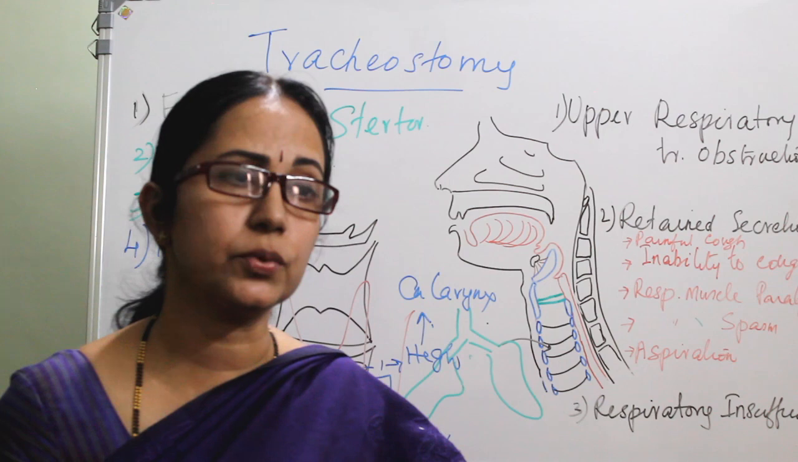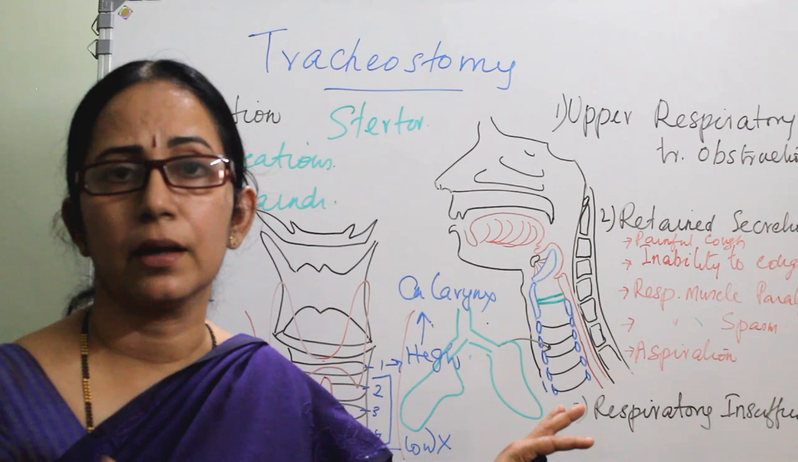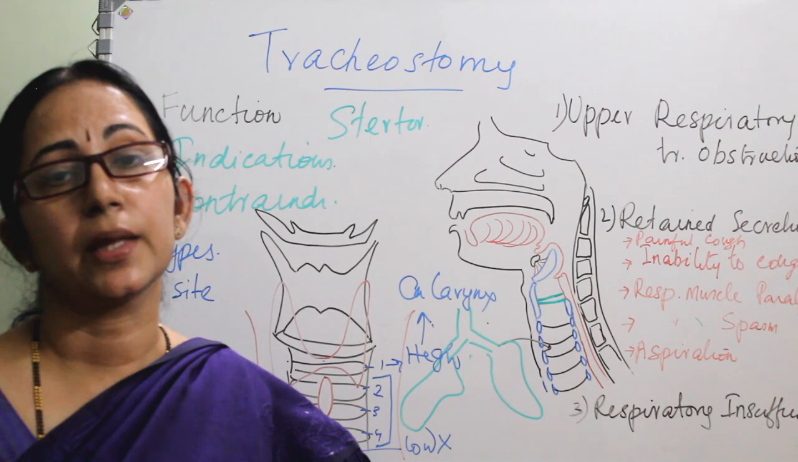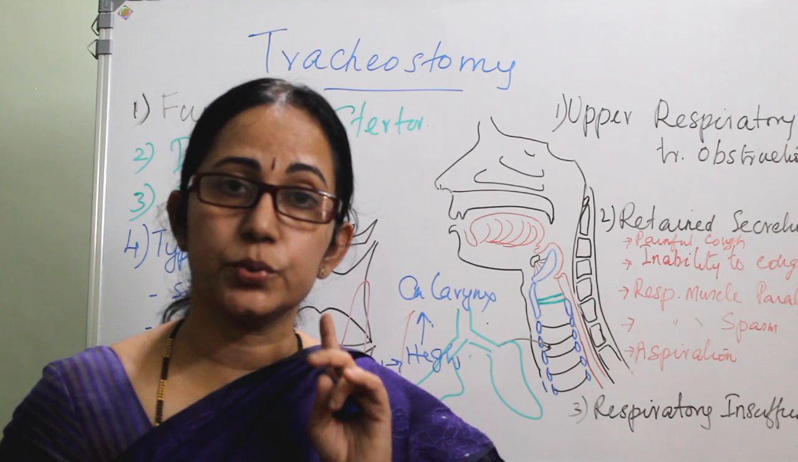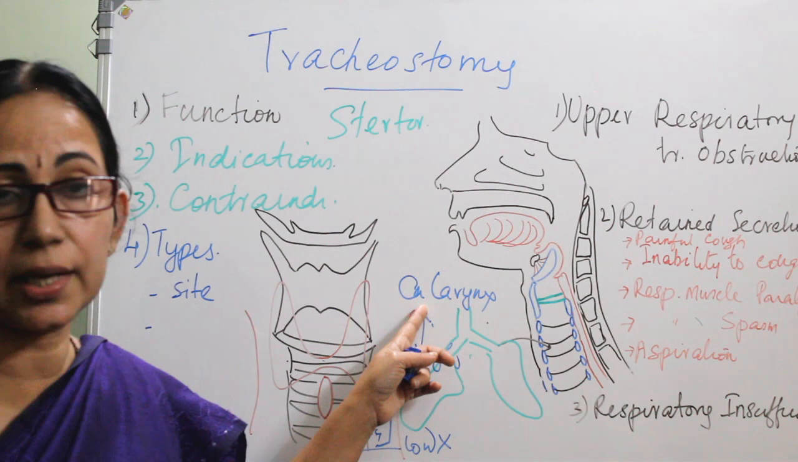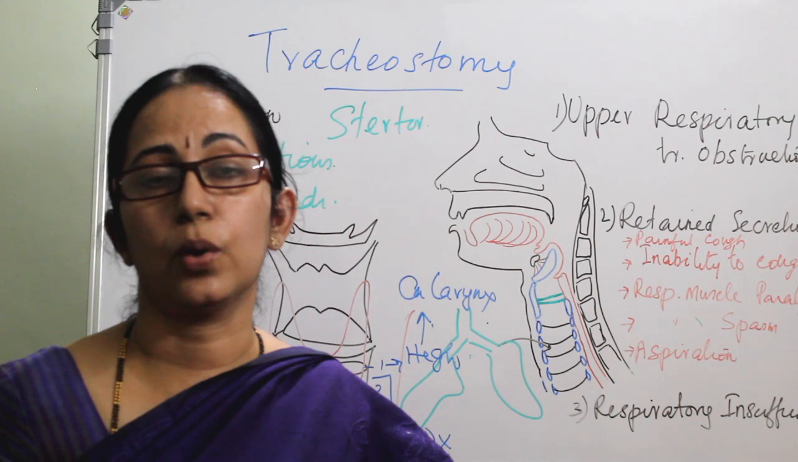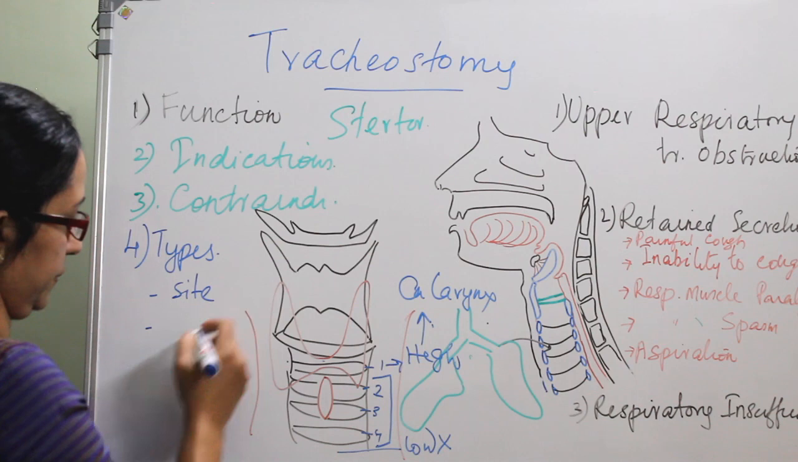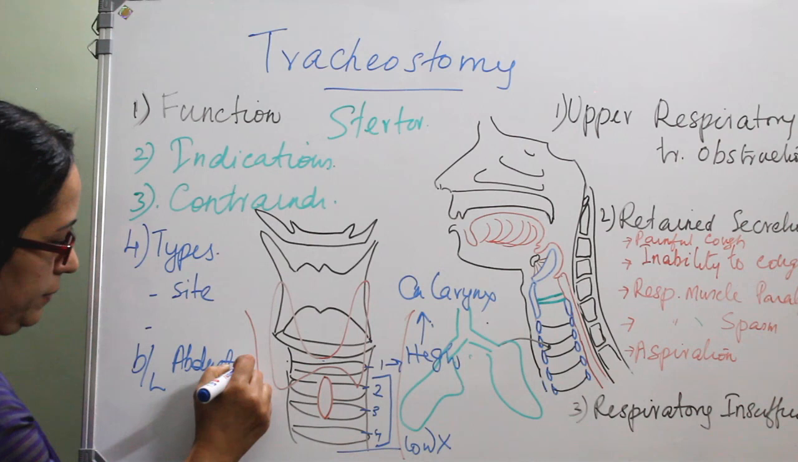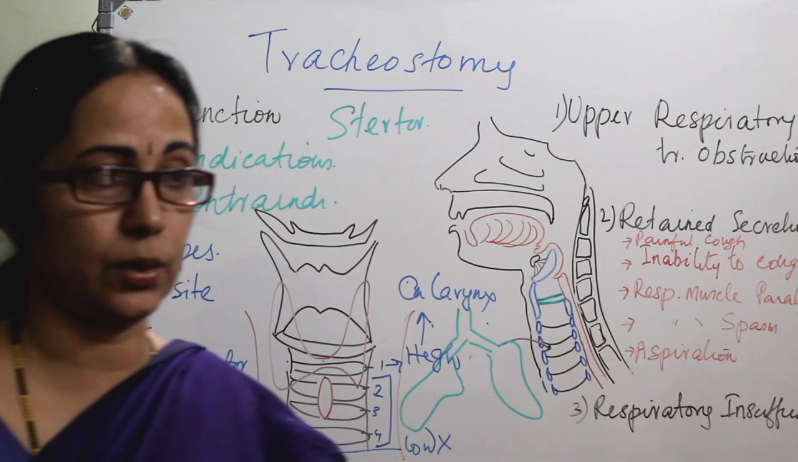Once the indication is over, or when the course of tracheostomy is over, we can close the tracheostomy. And if it is done permanently, there are only two indications for a permanent tracheostomy. One is CA larynx, malignancy of the larynx, after doing a total laryngectomy, and the second is bilateral abductor paralysis. Okay, bilateral abductor palsy. So in these two, we go for a permanent tracheostomy.